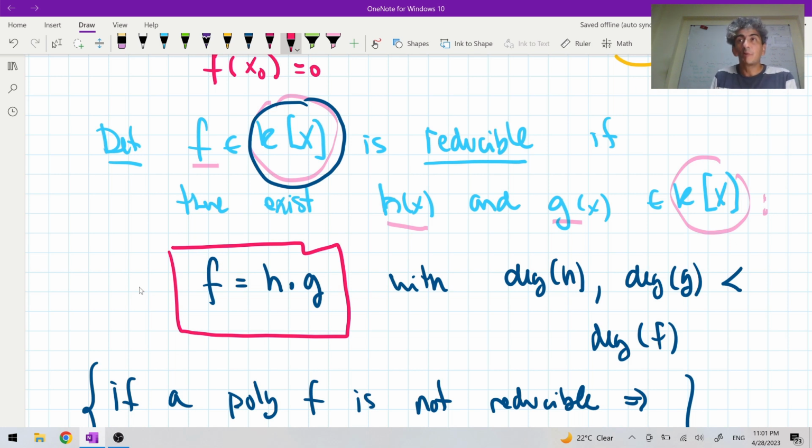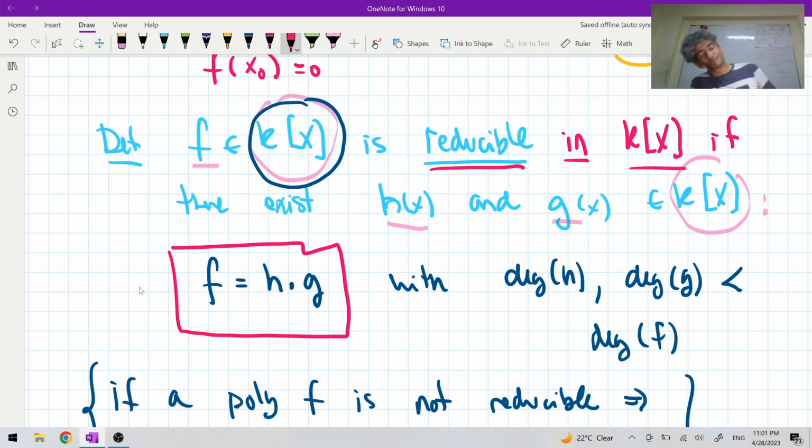And we will add something to this definition. We'll say that f in k of x is reducible in k of x if there exist h and g in k of x such that... But it needs to be noted that reducibility is always referred to the proper ring of polynomials, right? And we will say why.